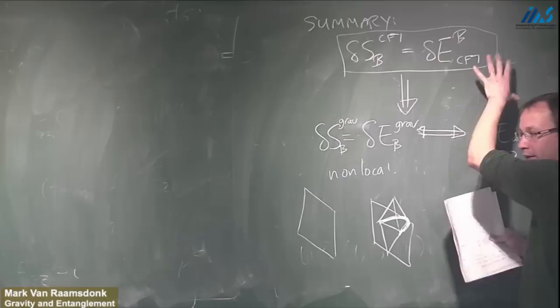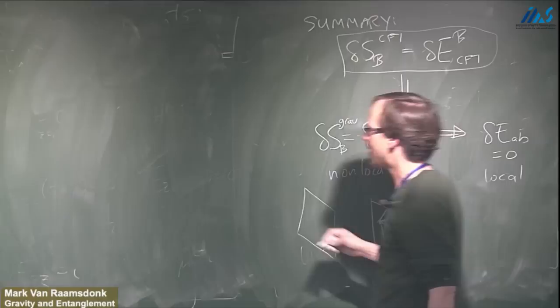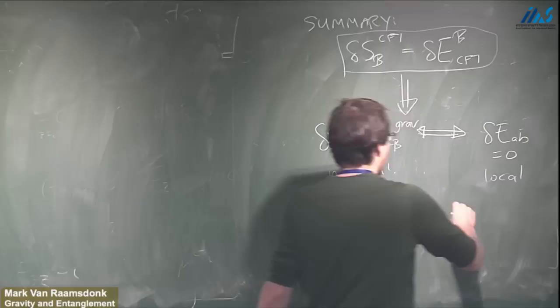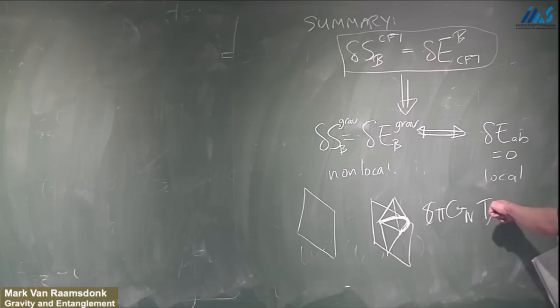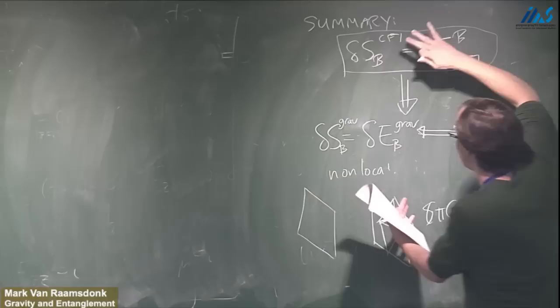So far, we haven't seen a source appearing, and that's related to the fact that you have 8 pi G Newton T mu nu. At the classical level, T mu nu is typically quadratic in the field, if you have a scalar field or gauge field. This is not going to come in for a linearized perturbation. Now, it turns out that at the quantum level, you can have contributions to T mu nu.